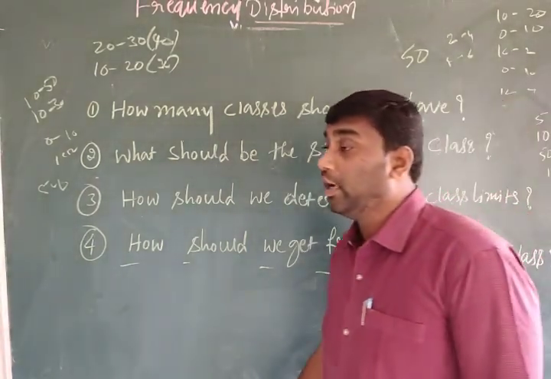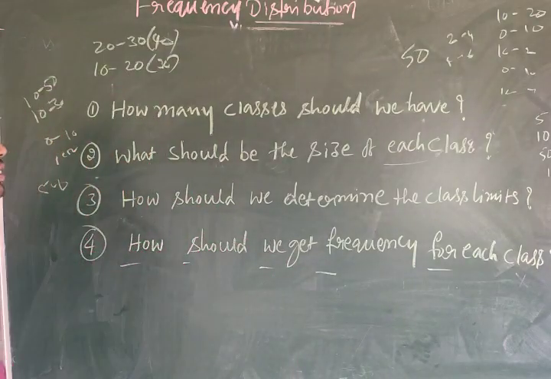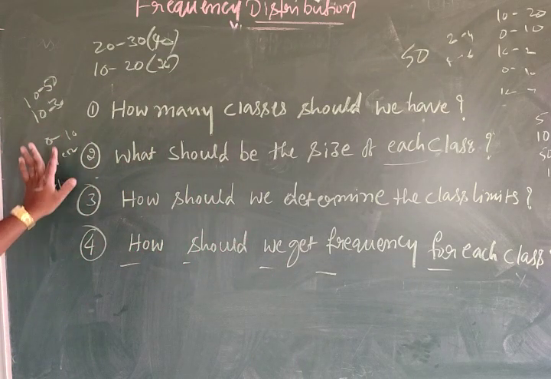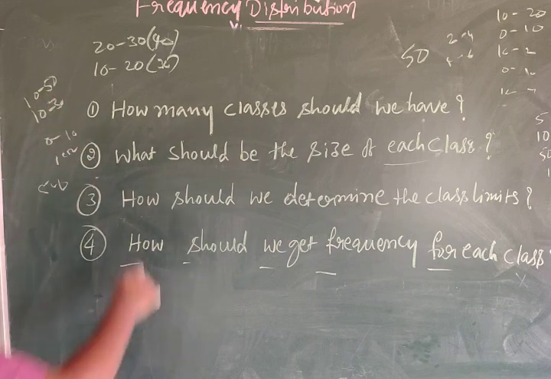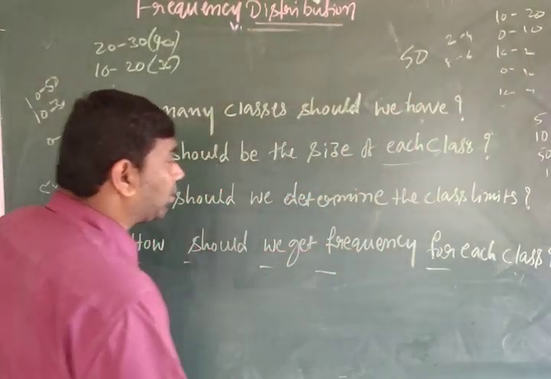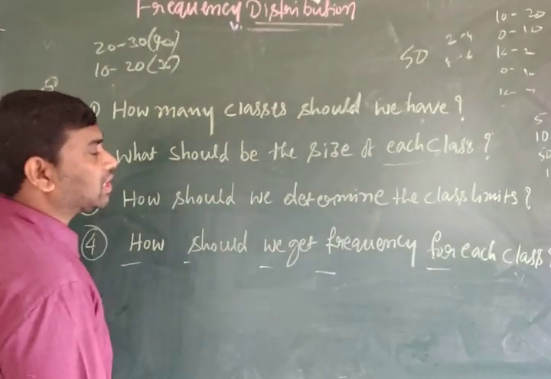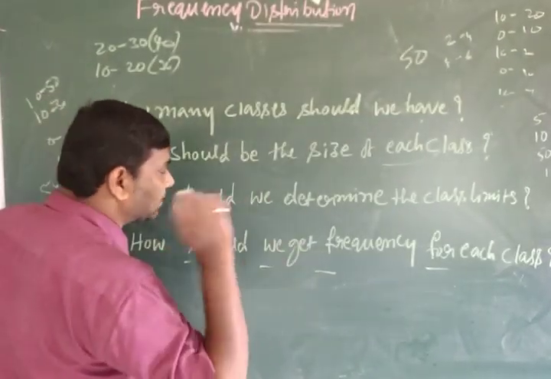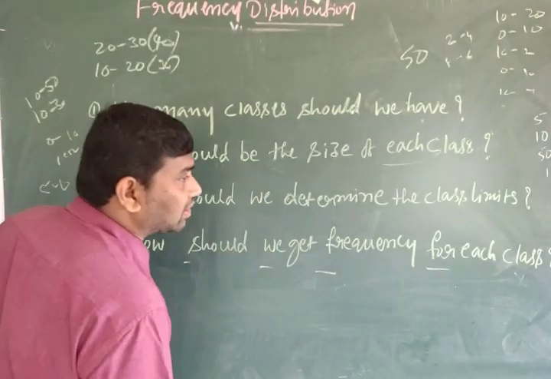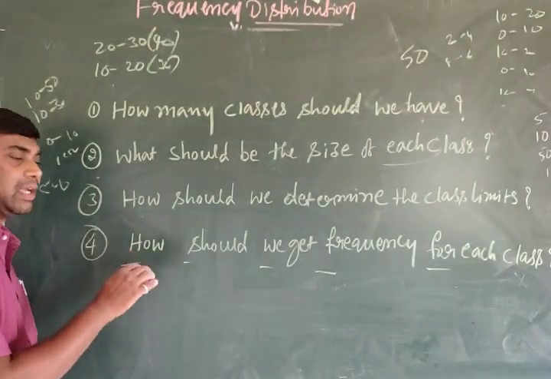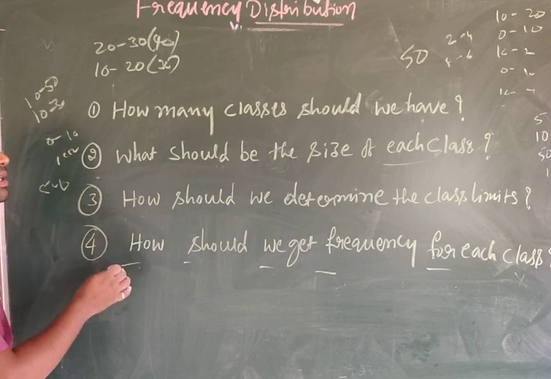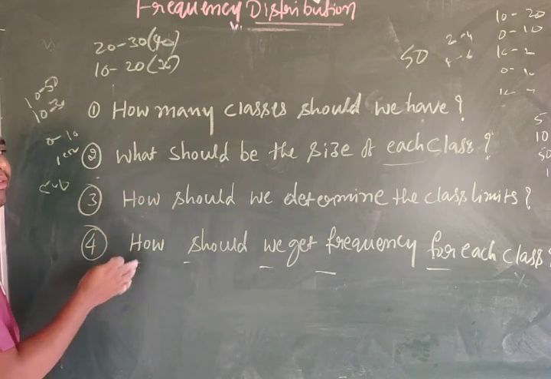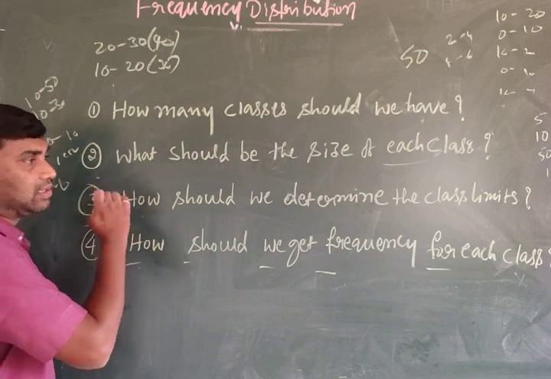So while preparing the frequency distribution, we should follow this. We have to identify the answers for these questions. What are the questions? How many classes should we have? What should be the size of each class? How should we determine the class limits? How should we get the frequency for each class? We can discuss the answers in the next classes.